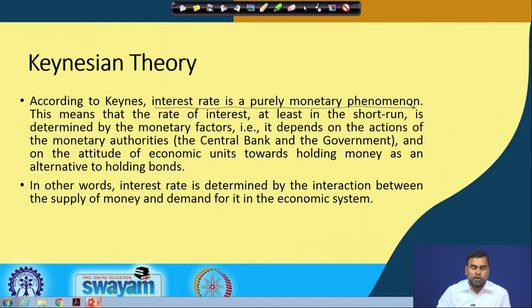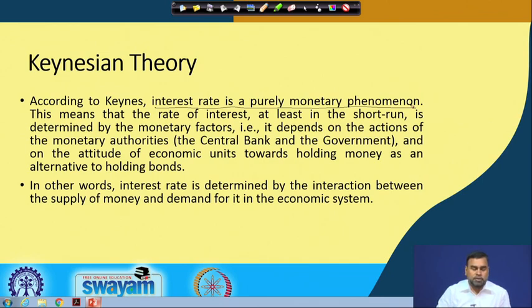And here the monetary factors mean, if you remember, according to Keynes, the interest rate is determined by the demand for money and the supply of money. There is no role of other external or real sector variables for the determination of the interest rate. So, it is very clear in that sense, the factors which are responsible for demand for money and the factors which are responsible for supply of money, those are responsible to determine the interest rate in the aggregate sense.